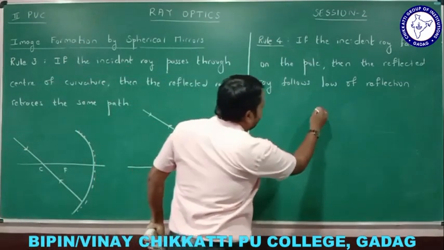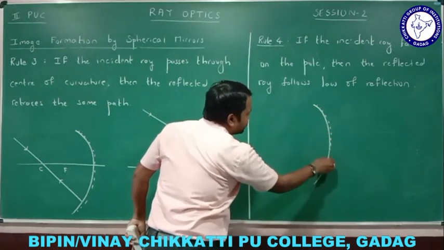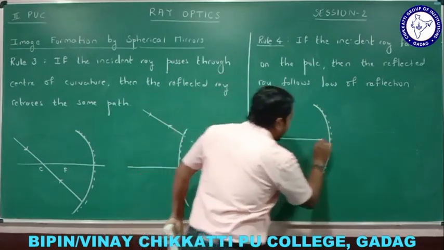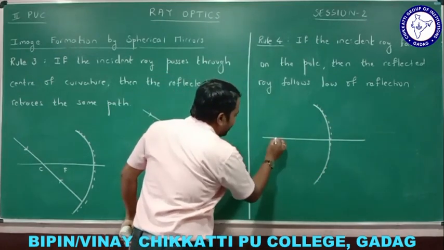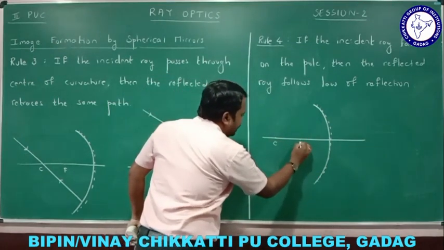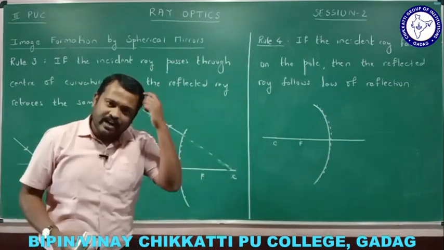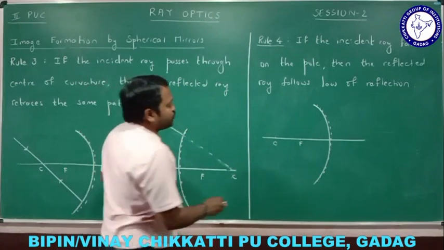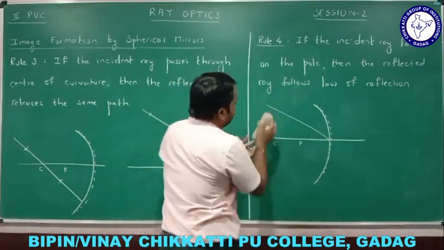First, let me check it with the concave mirror. This is concave, whose reflecting surface is inside the curve, and this is the principal axis. We have to imagine a sphere, and this is the center of curvature. Exactly at the mid there will be the principal focus. Where is the incident ray now? The incident ray falls on the pole. It falls exactly on the pole here.